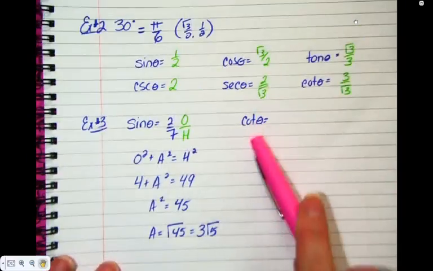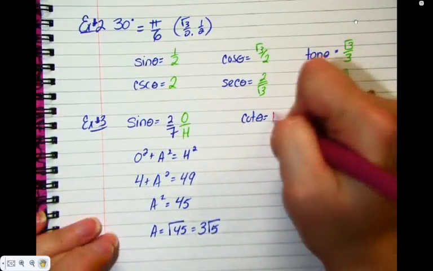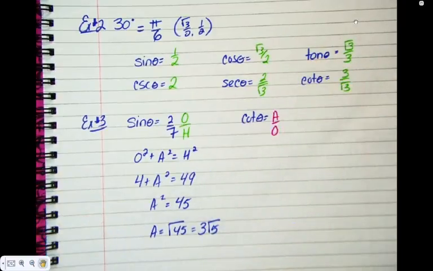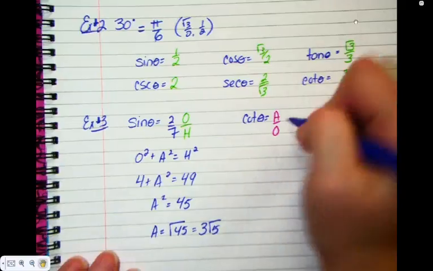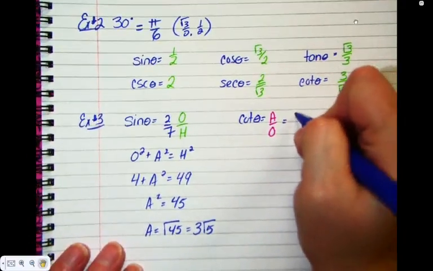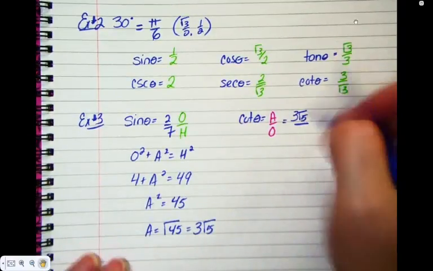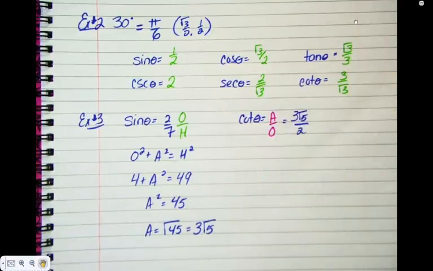Only part that's new is now they're asking cotan. I'm going to put it in red so we know that that's what's new. Cotan you now know is A over O. The A value is? And the O value is? Are we done?